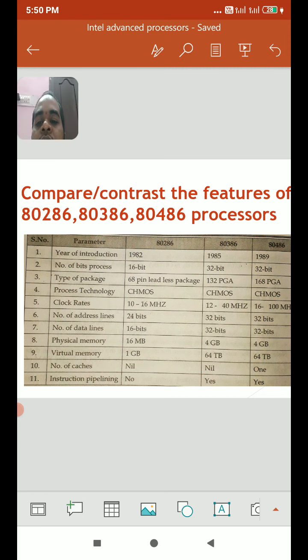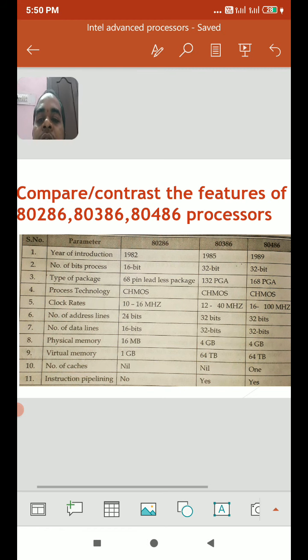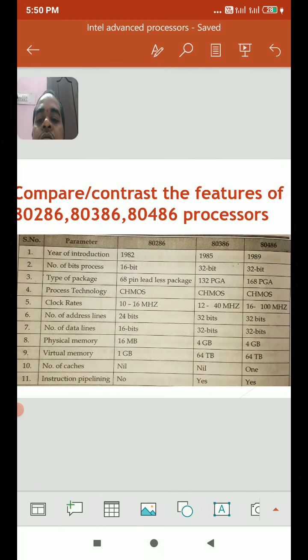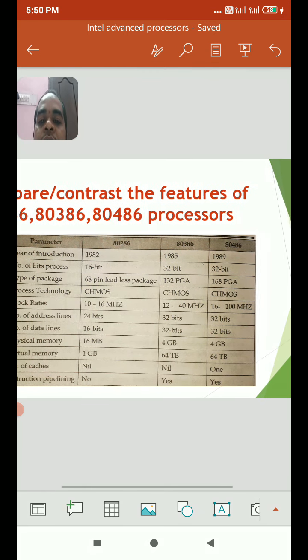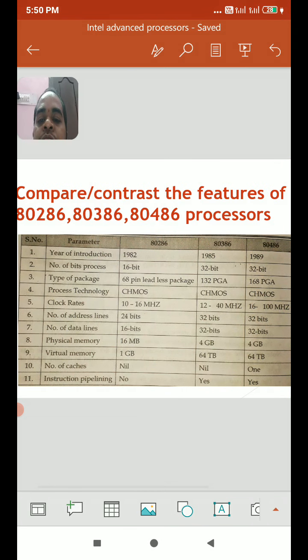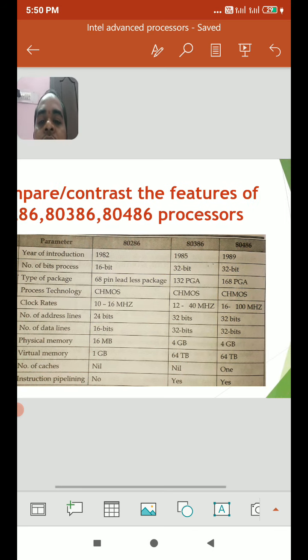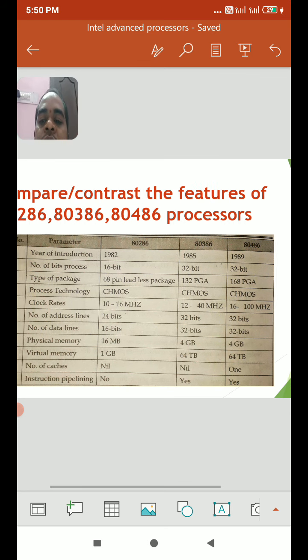When we compare these microprocessors, the 80286 was introduced in 1982, the 80386 in 1985, and the 80486 in 1989. Basically the 80286 is a 16-bit microprocessor. The first 32-bit microprocessor is the 80386, and the 80486 is also a 32-bit microprocessor.